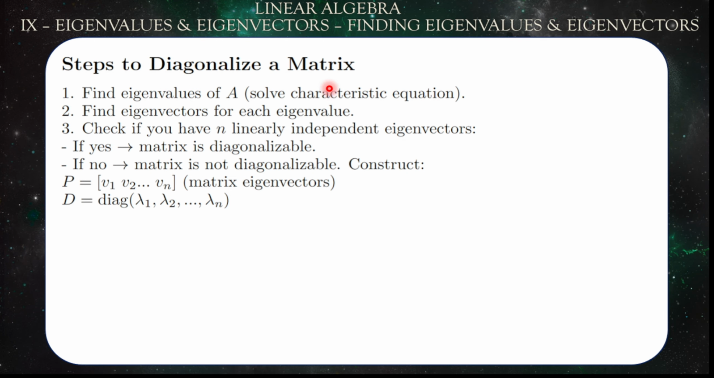Steps to diagonalize a matrix. First, find the eigenvalues of A, in other words, solve the characteristic equation. Then find the eigenvectors for each eigenvalue by replacing lambda with the different roots that we found. Then check if you have n linearly independent eigenvectors. If yes, the matrix is diagonalizable. If no, the matrix is not diagonalizable. Then you construct P equal to the matrix of eigenvectors V1, V2, up to Vn, and D equal to diag of lambda 1, lambda 2, up to lambda n.